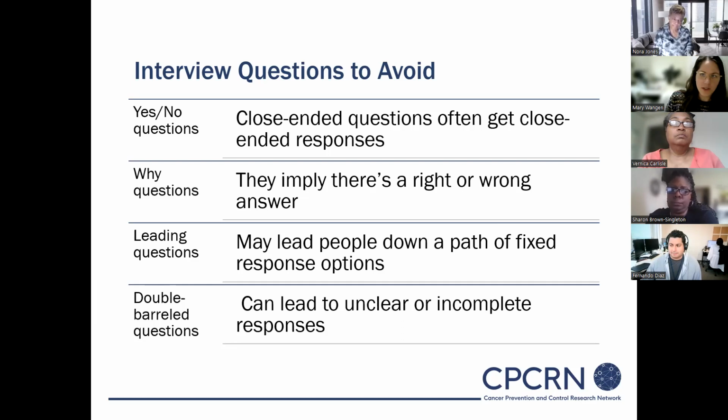So the last type of question to avoid is a double-barreled question, which is essentially two questions within one question. They might confuse the respondent, who may only answer part of the question, and you might not even know which part of the question they're referring to. So it can lead to some confusion and incomplete answers. It's best to just ask those two questions separately instead of in one sentence.